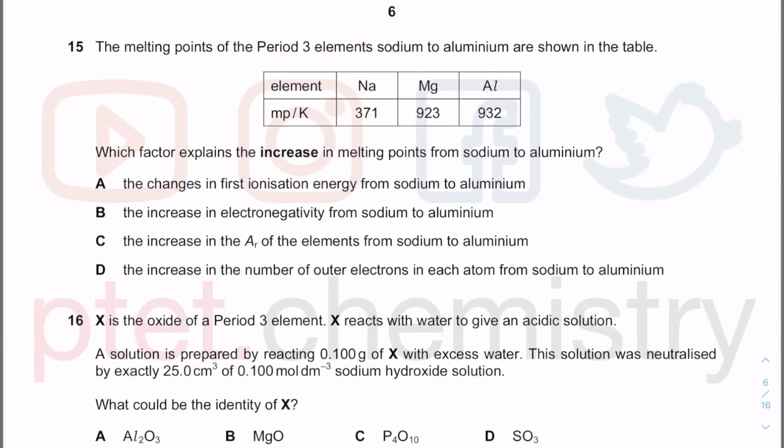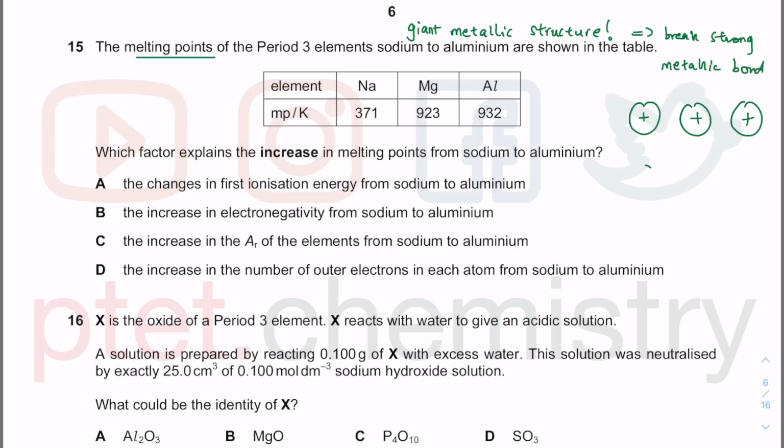Question 15, this is about the melting point of the period 3 elements. Going from sodium, magnesium to aluminium, we know that these are giant metallic structures. Even a year 9 chemistry student will be able to tell you about the structure, and therefore you need to break the strong metallic bond. So what exactly is the metallic bond? There are 3 factors that affect your metallic bond. This is something you would have come across in year 9, for instance.